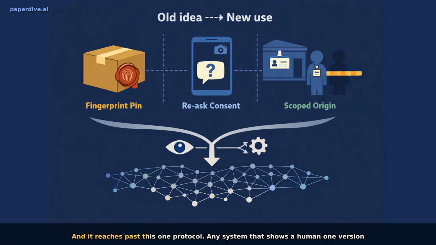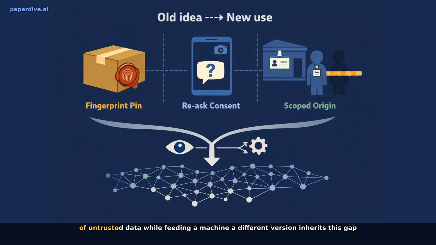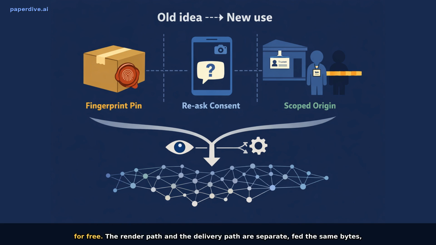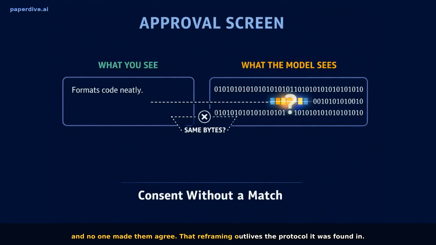And it reaches past this one protocol. Any system that shows a human one version of untrusted data while feeding a machine a different version inherits this gap for free. The render path and the delivery path are separate, fed the same bytes, and no one made them agree. That reframing outlives the protocol it was found in.